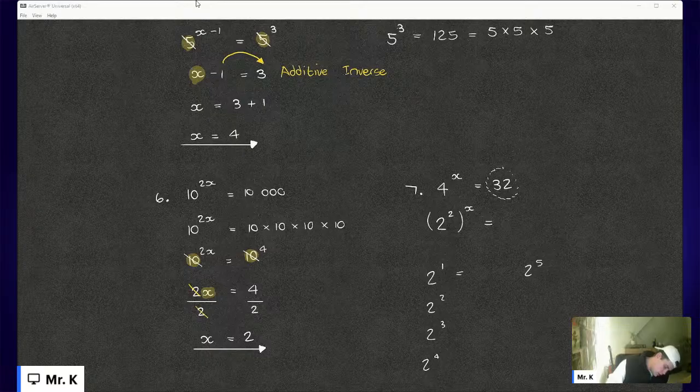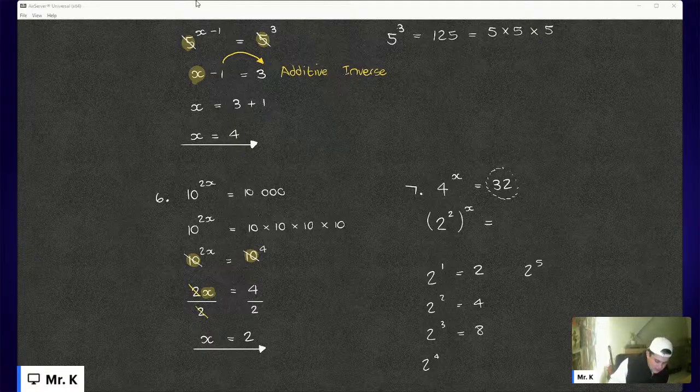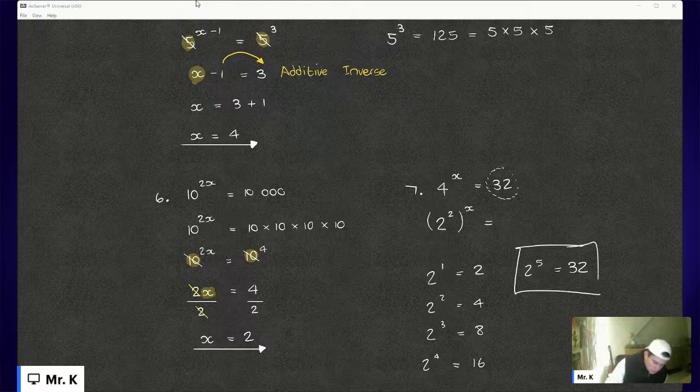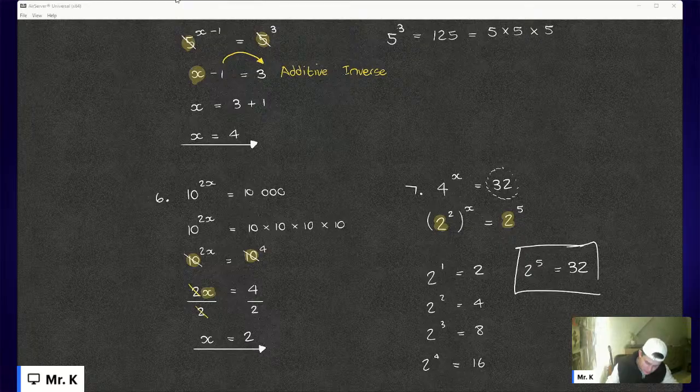2 to the power of 1 is 2. 2 squared is 4. 2 cubed is 8. 2 to the power of 4 is 16. And over here we have our golden ticket. 32 can be expressed as 2 to the power of 5. And now we have like bases on either side, right? Which is the golden rule that we want to apply when working with exponential equations.